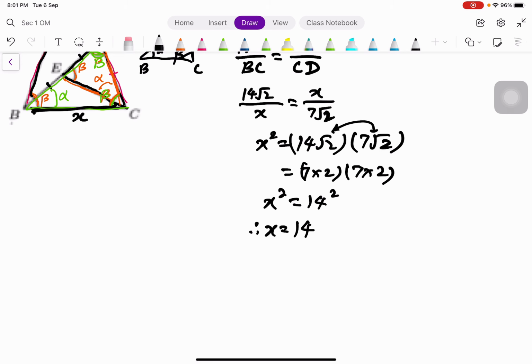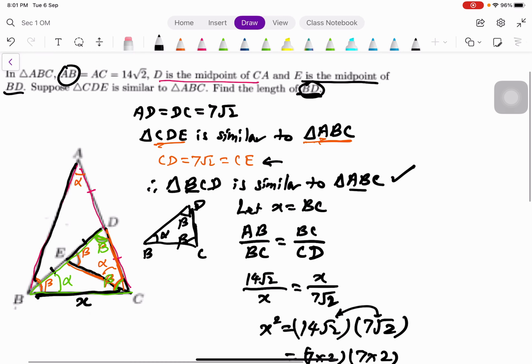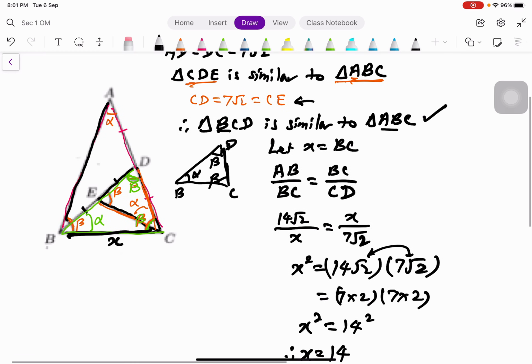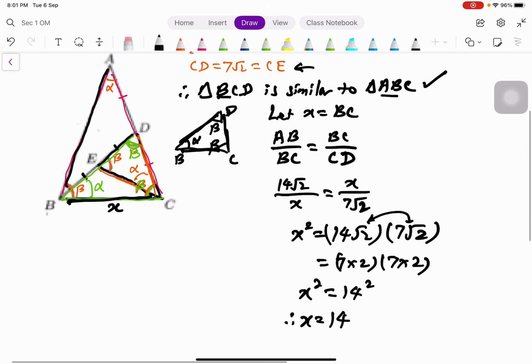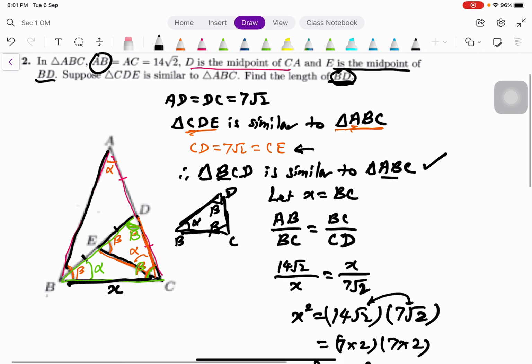What is the job? Your job is to determine the length of BD. But BD is equal to the length of BC, which is equal to X, and this is just equal to 14. That's it, therefore we have answered this question.